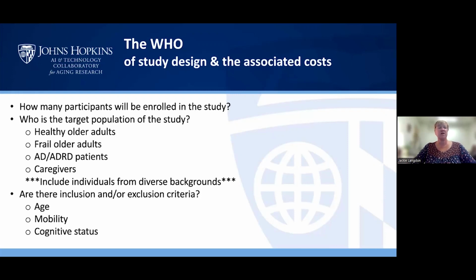It's important to consider all your inclusion or exclusion criteria. Do you want a certain age? Do you want a certain mobility status? Do they need to be able to walk on their own, or do they need to be able to walk with assistance? That will help us determine how hard it will be to find the people that you're looking for. The cognitive status is important. It helps determine how consent is completed, and it also will be particularly of interest with the AD-ADRD applications.